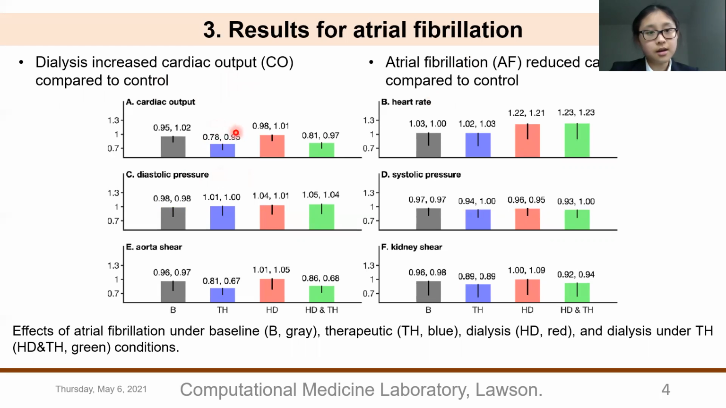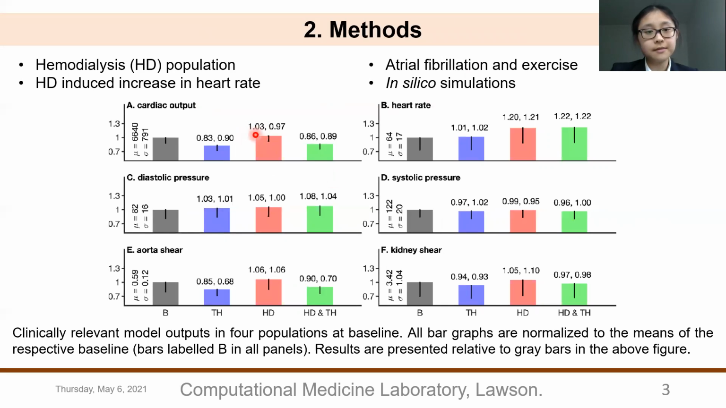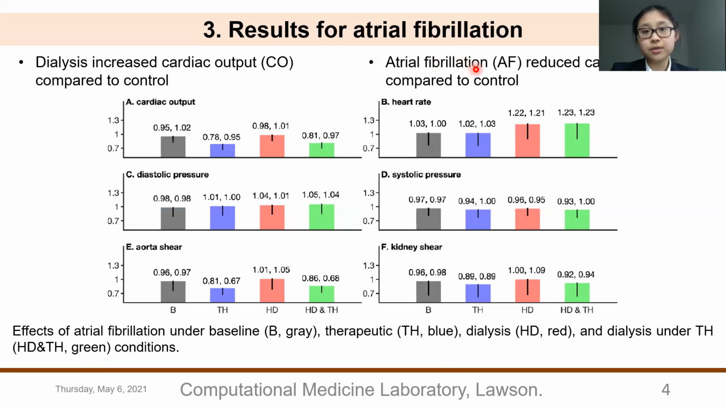The 6 clinically relevant outputs or measurables that we identified were cardiac output, heart rate, diastolic pressure, systolic pressure, aorta shear, and kidney shear. Control cardiac output was 6,640 milliliters per second. Under non-atrial fibrillation conditions, as shown on the previous slide, hemodialysis increased cardiac output by 3% compared to the control. However, under atrial fibrillation conditions, hemodialysis reduced cardiac output by 5% compared to the control.